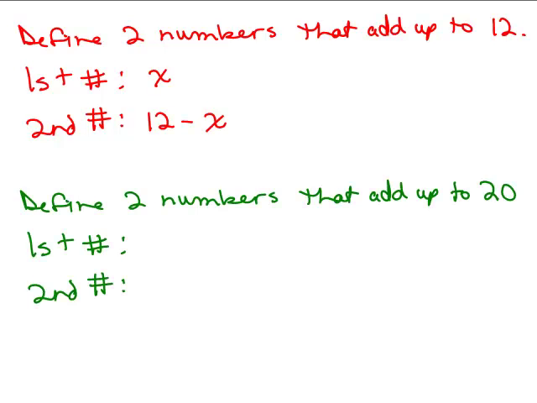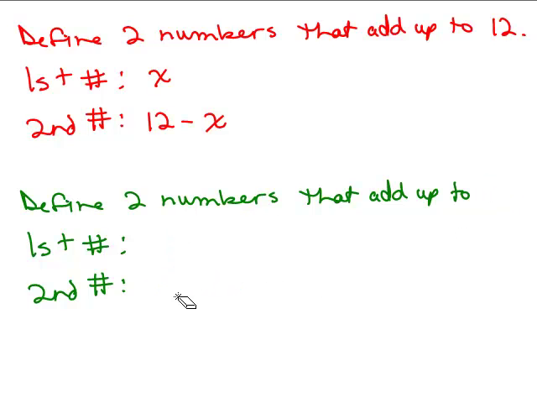All right. Let's see if you could do this one. Define two numbers that add up to 20. All right, let's say the first one is n. You figure out what to put in for the second number. How are you going to define it? 20 minus n. How are we doing? All right, let's try a different one.